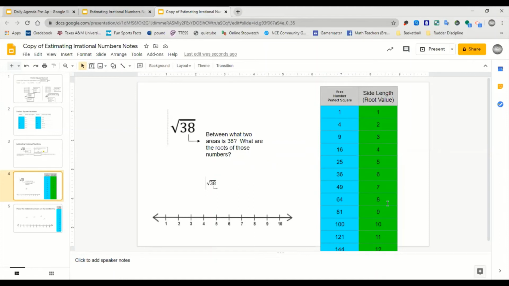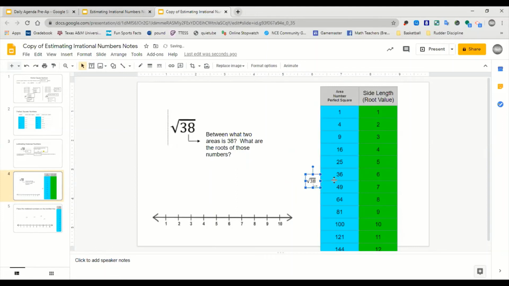So what I want to know, let's see, I'm going to call on somebody. Chase, you said you're comfortable talking, so go ahead and unmute. So Chase, if I have a square with an area of 38, between what two numbers, what two areas would 38 fall between? You would put it between 6 and 7 because 6. You're exactly right, but we're jumping a step. I want to know what areas. So what perfect square numbers is it between? 36 and 49. Okay, good.